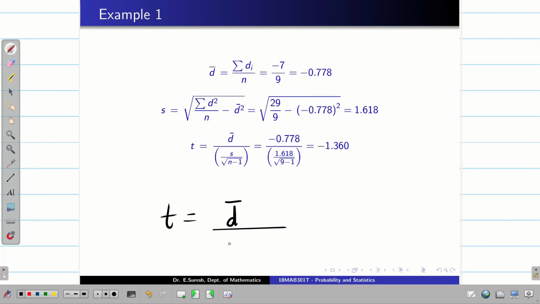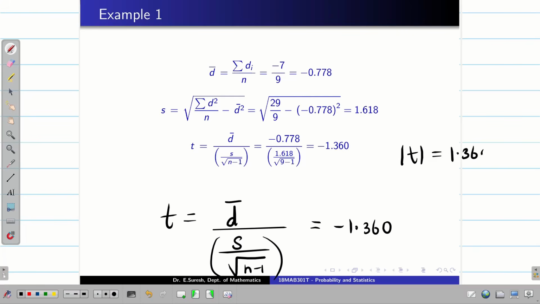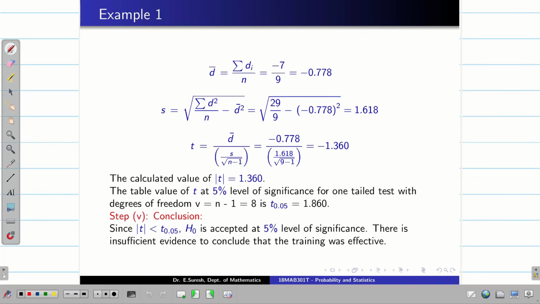Now we have to apply this in our formula. D bar divided by S by square root of n minus 1. Use your calculator, find the t value, take the modulus. Modulus of t is 1.360. Now we have to compare with our table value. My table value is 1.860 and calculated value is 1.618. So my calculated value is less than table value.